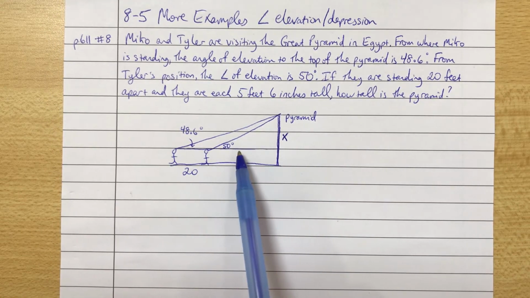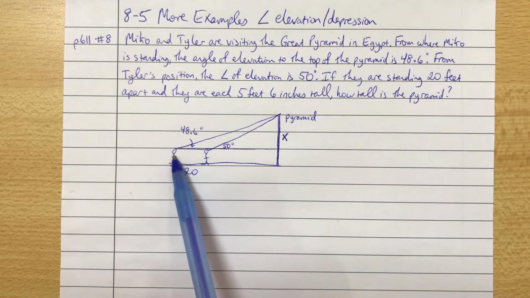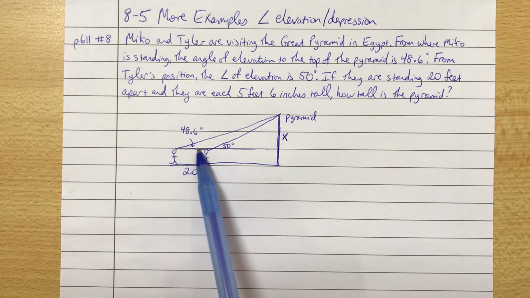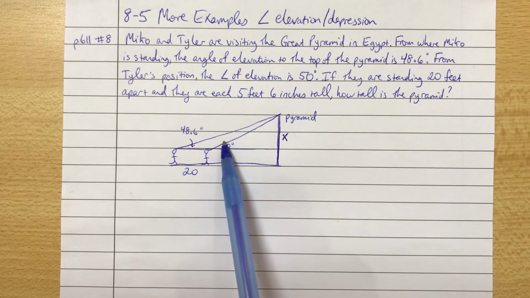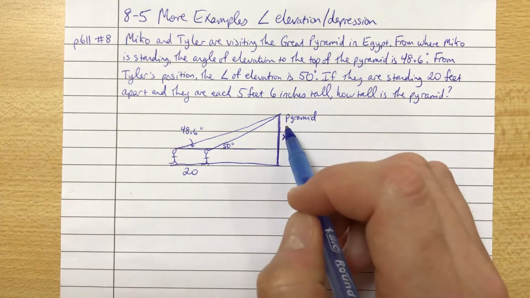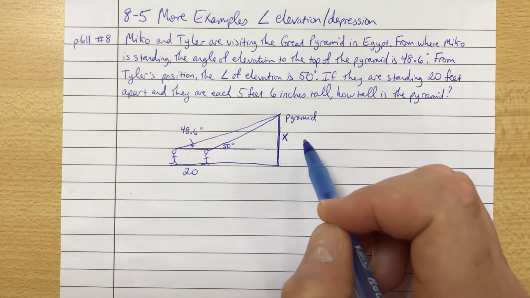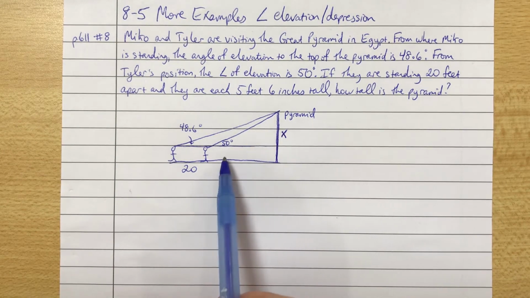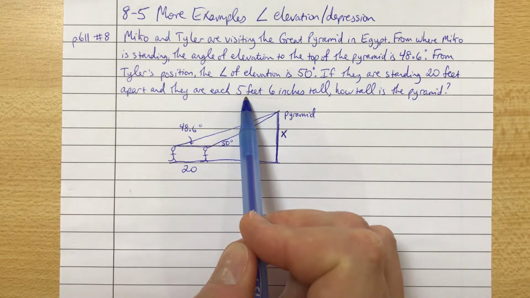Now in the book, the picture is a little bit better than this, but this is basically what's happening. So you have, this is Miko here, this is Tyler here. The angle of elevation from the line of sight, this is 48.6 degrees, and this here is 50 degrees. Now what we want is the height of the pyramid. So imagine this is the pyramid. I'm not going to try to draw this three-dimensionally because I think it'll just make it more confusing. And then there's an extra piece of this. They say what the height is of both people.